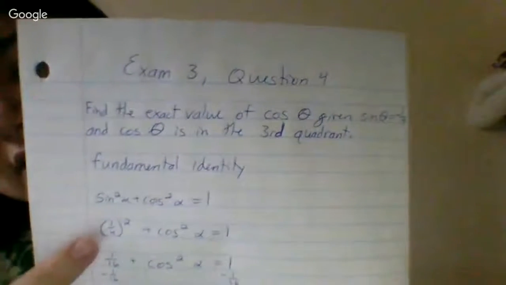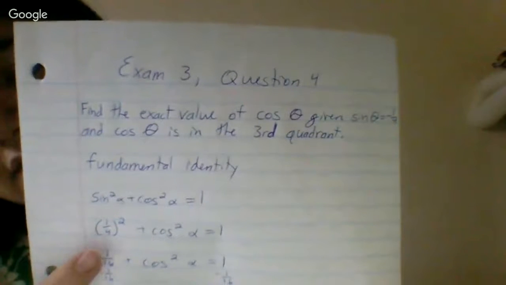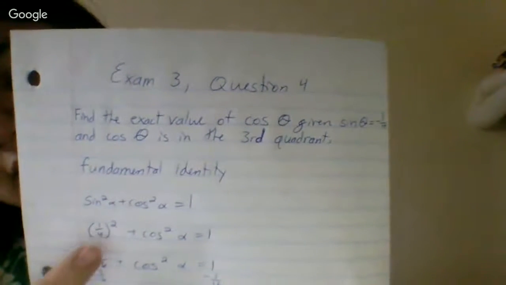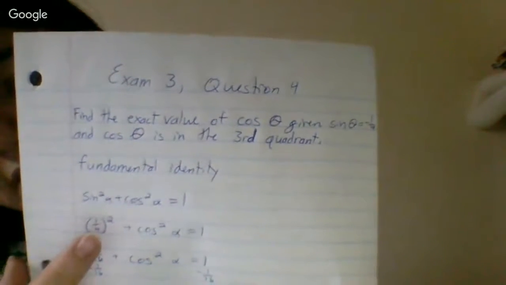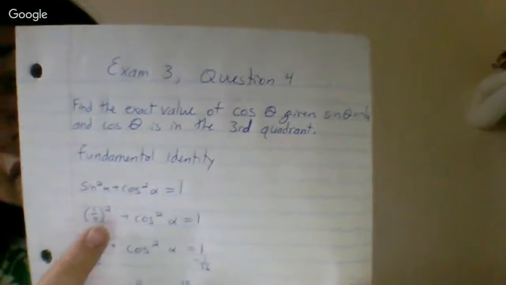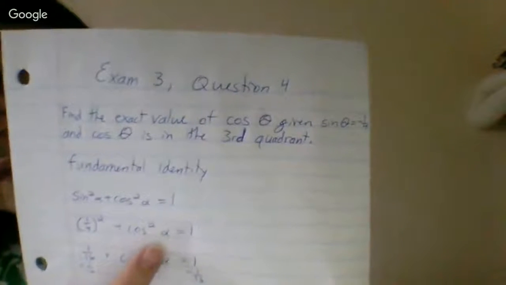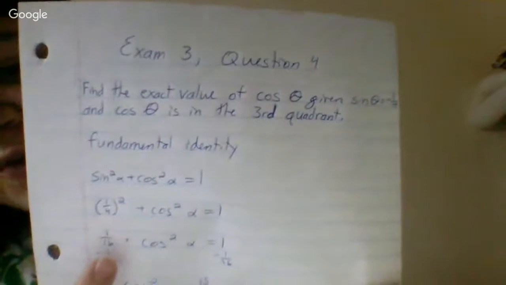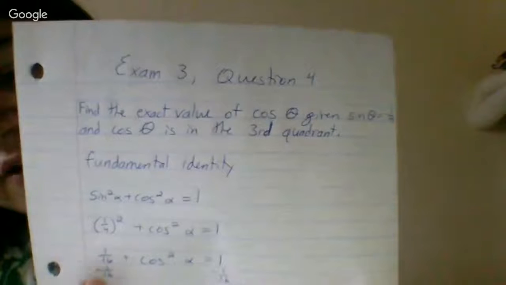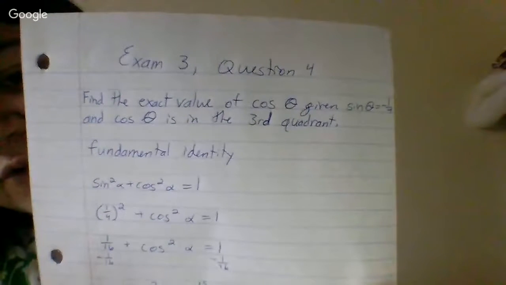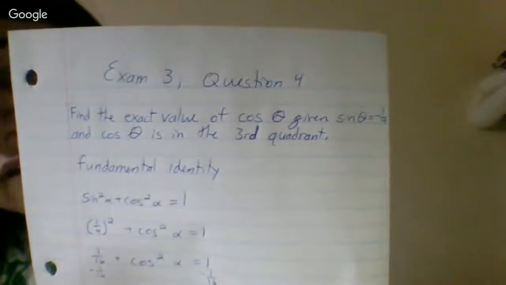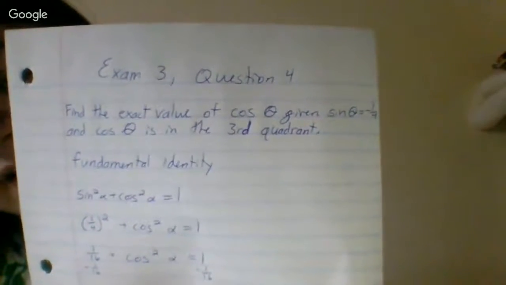So we're going to plug into the sine 1/4, since that's what we're given. I omitted the negative, but since it's squared, it would just cancel to a positive anyway. But I put the 1/4 here plus cosine squared equals 1. Well, 1/4 squared is 1/16, which is 1 squared equals 1 over 4 squared equals 16. So that gives us 1/16 plus cosine squared alpha equals 1.